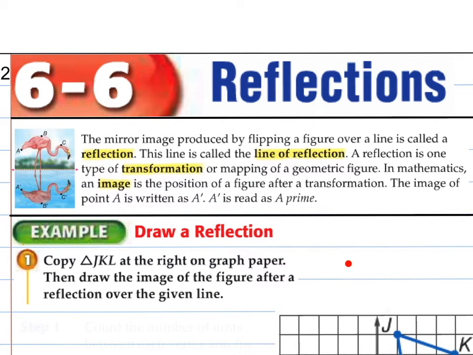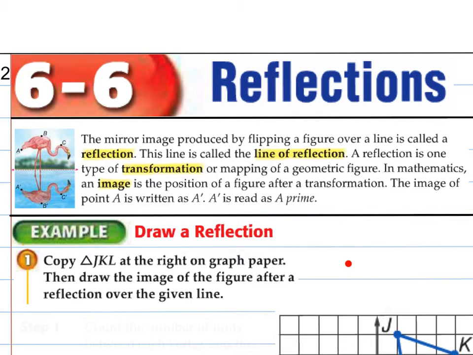The mirror image produced by flipping a figure over a line is called a reflection. The line that it's flipped over is called the line of reflection. And a reflection is one type of transformation or mapping of a geometric figure. In math, an image is the position of a figure after the transformation.